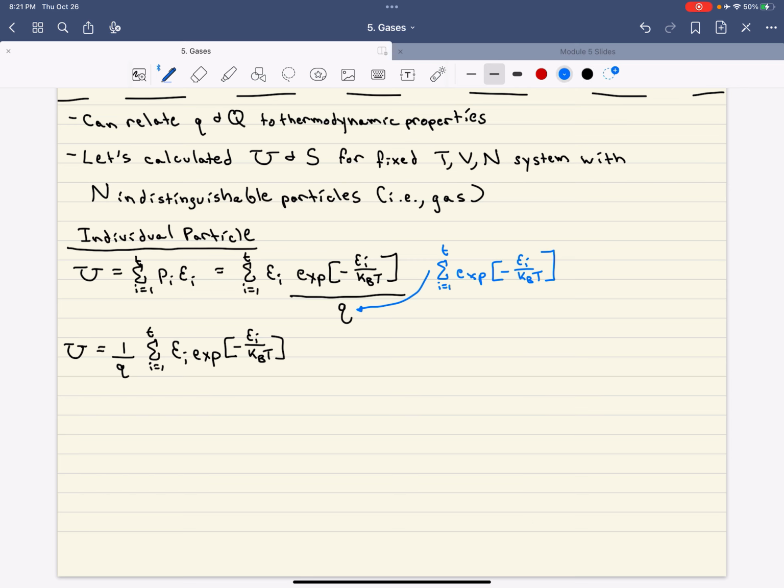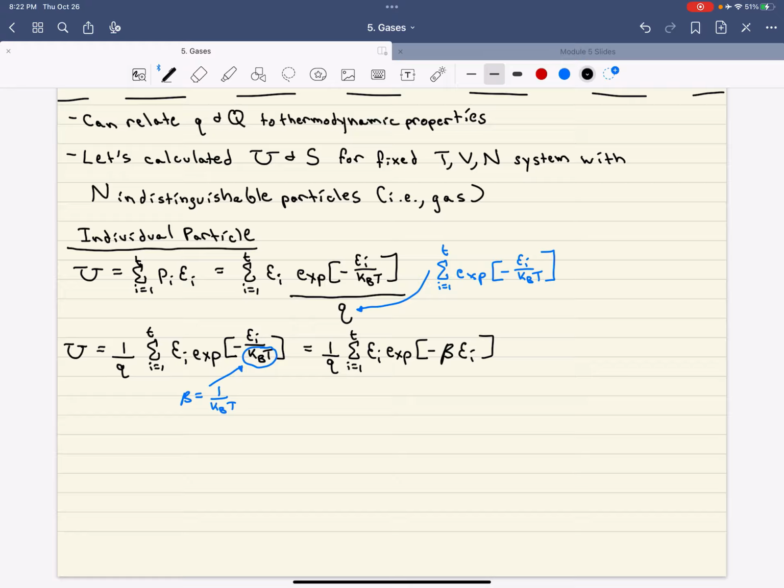What's commonly seen in the literature is that we define 1 over kBT as this variable beta. I'm doing that because it makes the equation a little easier to write, and we'll take advantage of that in a bit. In any case, the internal energy is 1 over q times the summation of epsilon i exponential negative beta epsilon i. So we have this nice compact form.